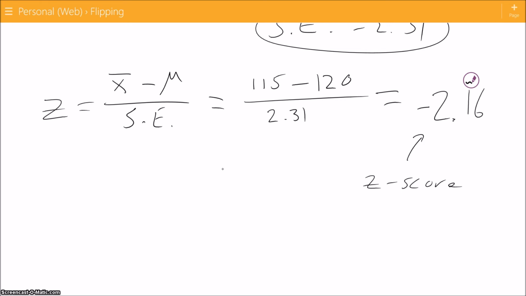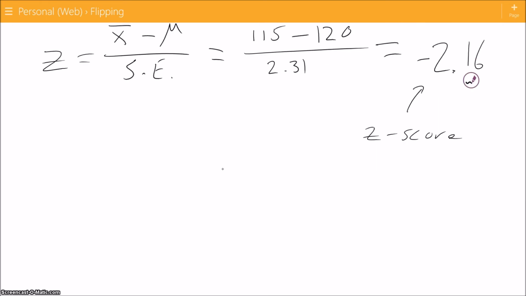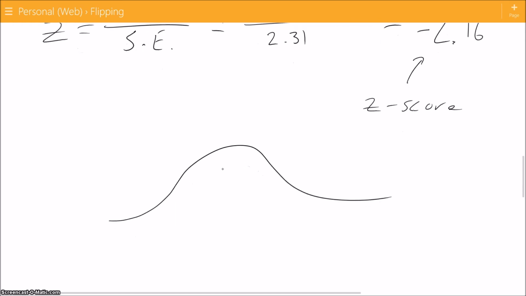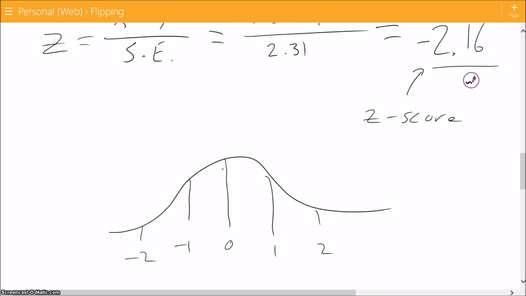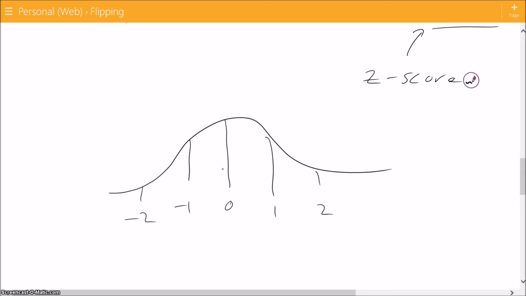Okay, so if we were to put that onto a normal curve, here is my not the best normal curve in the world, but hey, so it goes. So that would be 0, that would be where our mean is. There's negative 1, there's positive 1, here's negative 2, positive 2. With a z-score of negative 2.16, that's going to put our mark right there. That's about negative 2.16. And we're concerned with everything here to the left.